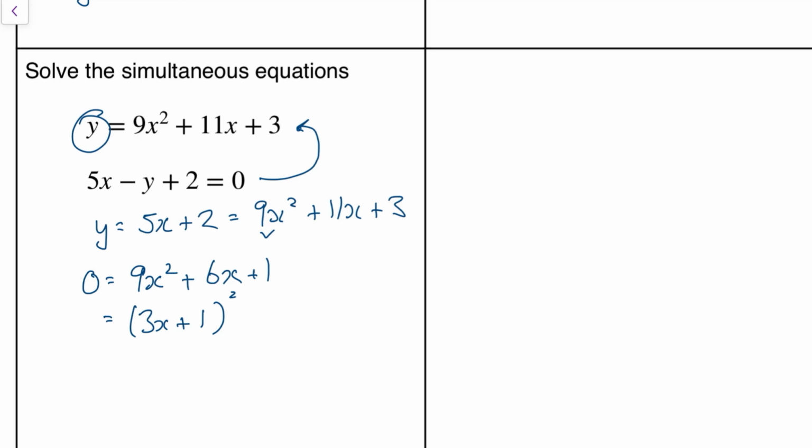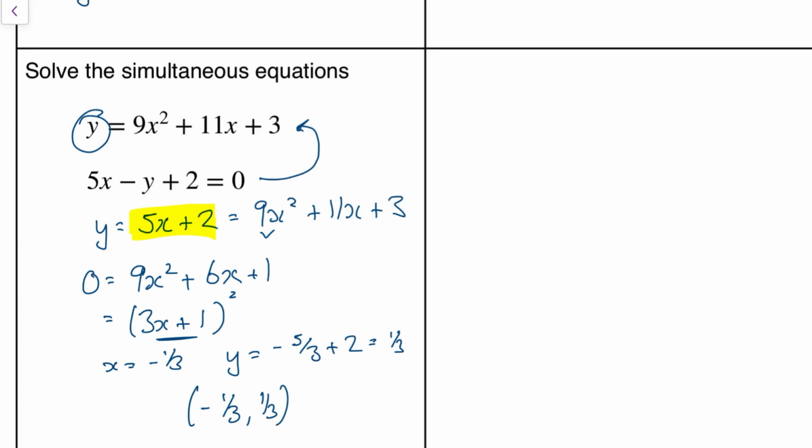Either way, what am I trying to do? I'm trying to solve. So I want to know where this is equal to 0. In other words, x is equal to minus a third. That makes this equal to 0, which means that y, now I'm going to go back to this thing here, y is equal to 5 times minus a third, which is minus 5 thirds plus 2. 2 is the same as 6 thirds, so minus 5 thirds plus 6 thirds is just a third. So the answer to my question, worked out quite nicely, is minus a third, plus a third. And that is question done.